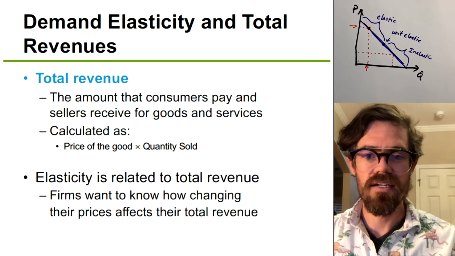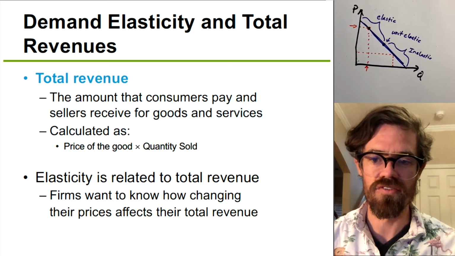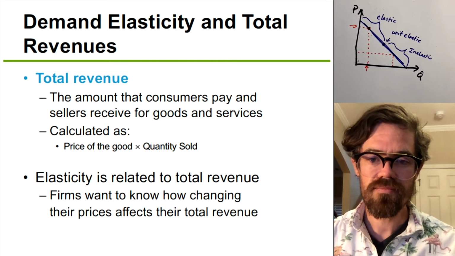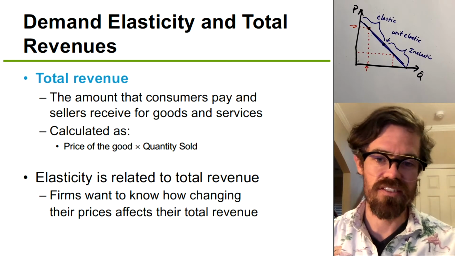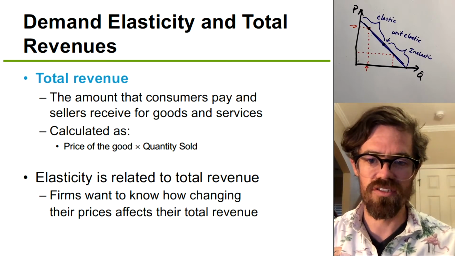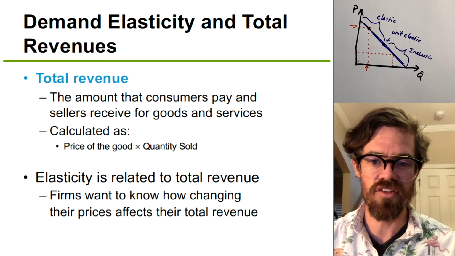All right. Now we're going to talk about how this concept of price elasticity relates to total revenues for the firm, for the company or the business selling this item. So first, let's talk about how to calculate total revenue. Total revenue is the amount that consumers pay and the amount that sellers consequently receive for goods and services that they sell. And it's pretty simply calculated. It's simply the price of the good times the quantity sold.